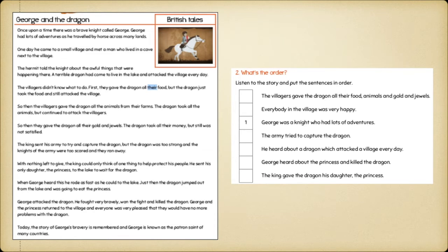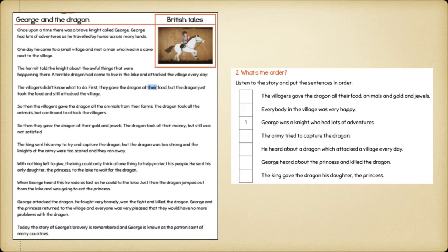Now, which sentence would come next? So at the top it has, the villagers gave the dragon all their food, animals, and gold, and jewels. Now at that point the villagers were not very happy. So let's read the second sentence. Everybody in the village was very happy. Now, were they very happy at the beginning of the story or at the end of the story? You need to decide.